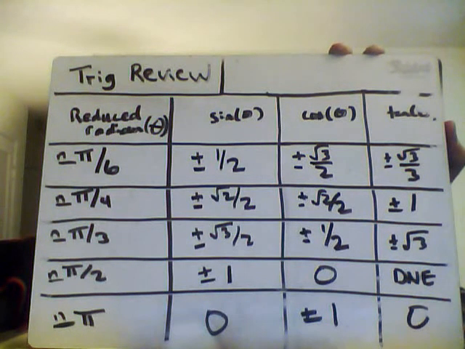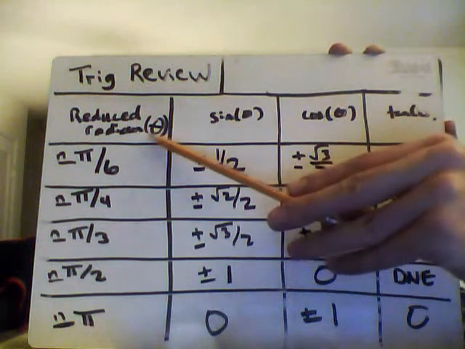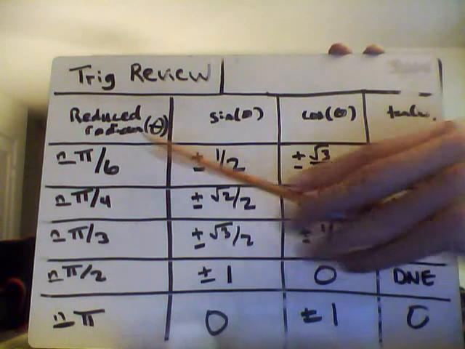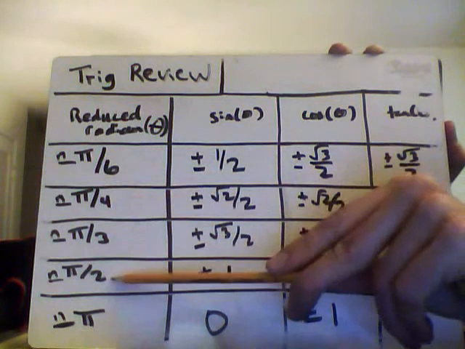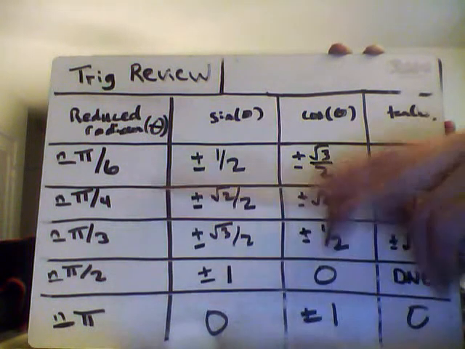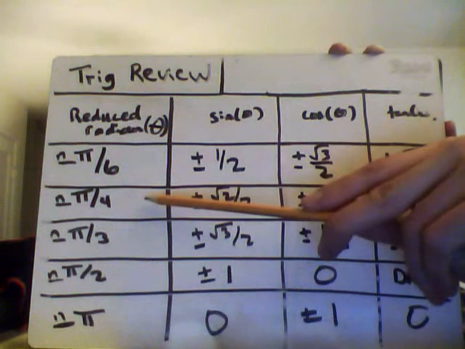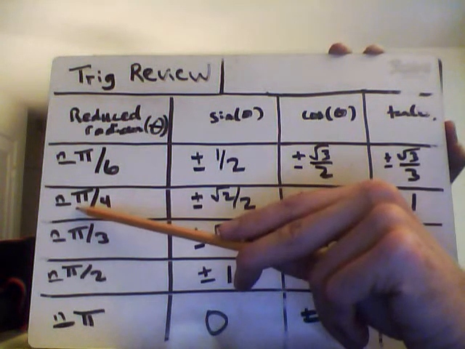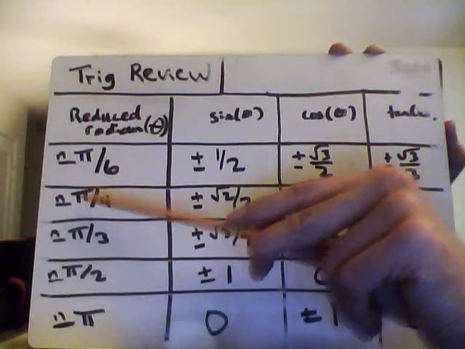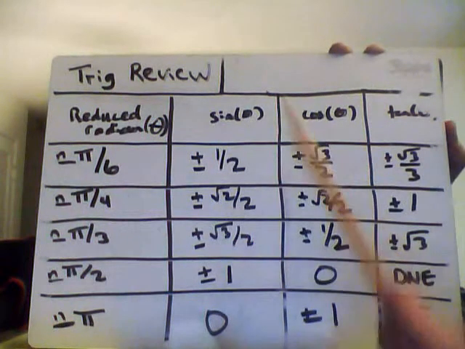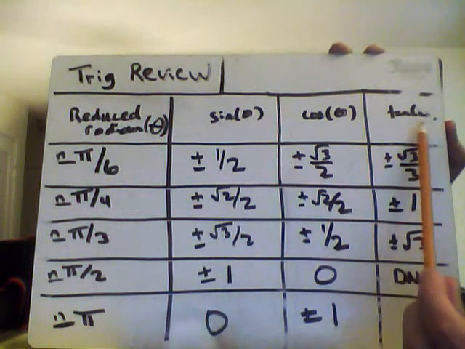On this chart, I've got a couple things. On the far left, we've got the important reduced radians that you'll see on the unit circle. For example, pi over 6, pi over 4, pi over 3, pi over 2, and pi. When I say reduced radian, I would mean something like, for pi over 4, anything that would involve a reduced fraction that would have pi over 4, such as pi over 4, 3 pi over 4, 5 pi over 4, etc. And in each of these columns, I've got the sine, cosine, and tangent values for these.